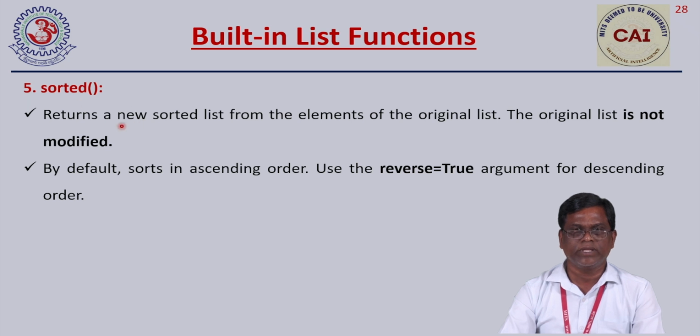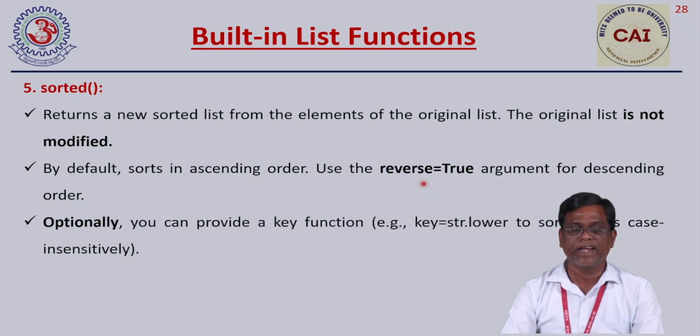In the sort method, when we apply it on a given list, the original list will be modified. But if you go with the sorted function, the original list will not be modified. It returns the values in sorted order, and by default the sorted order is ascending. If you want the values in descending order, we need to provide an additional argument, reverse equal to true, so that we get the values in descending order.